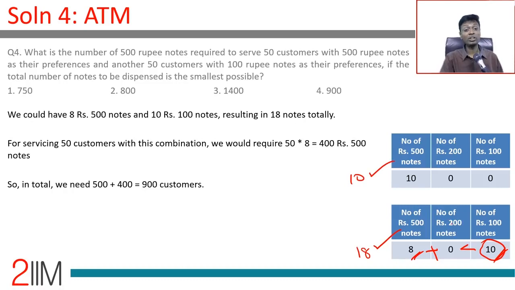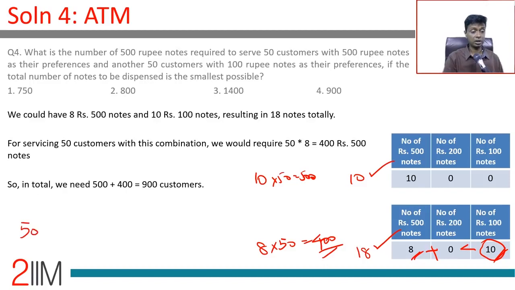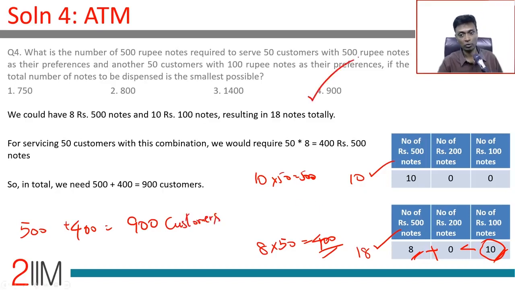So we want to find how many 500 rupee notes are required to serve. 500 rupee notes here are 10 notes per person into 50, 500. Here again 50 people, 8 500 rupee notes per person, 8 into 50 is 400. 500 plus 400 equal to 900 notes are required, keeping the above conditions in mind. Choice 4.